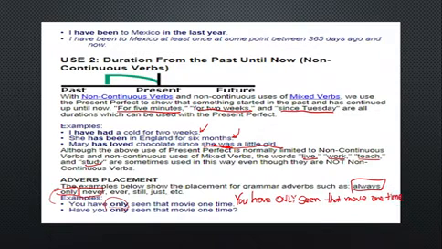so look at the other example. Have you only seen that movie one time? In this case, you have a question, and you begin with the auxiliary have, and then you write the pronoun, have you, and then after the pronoun you write the adverb, only, and then the verb in past participle, seen, and the complement, ¿ok?